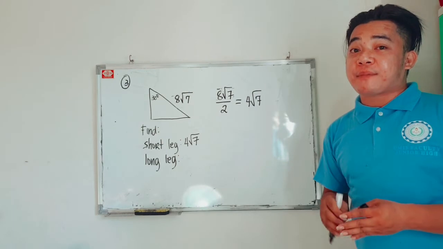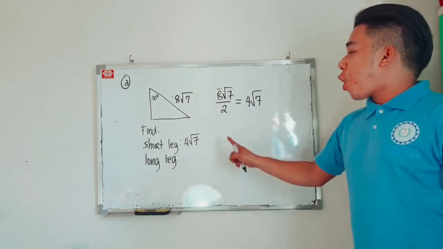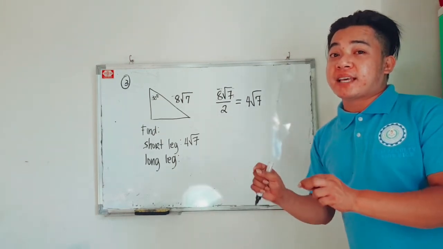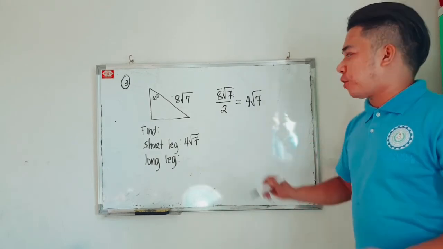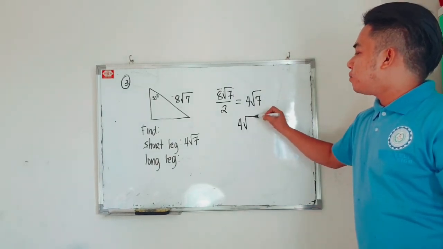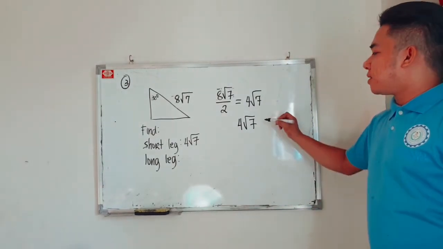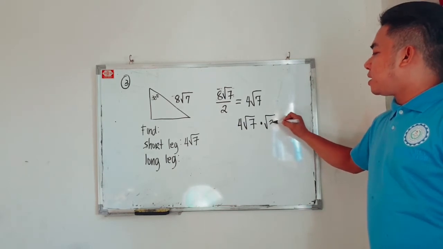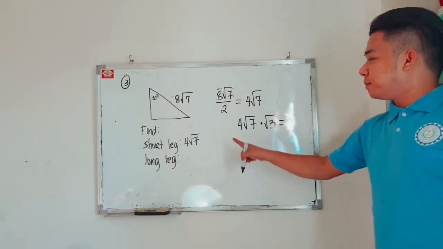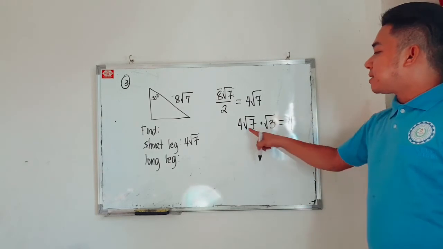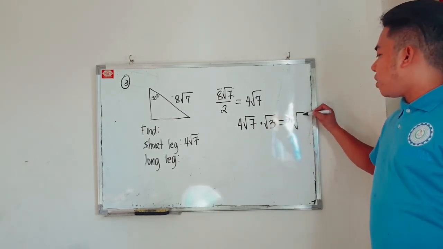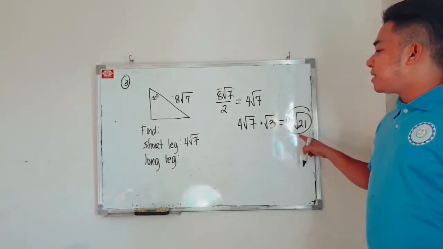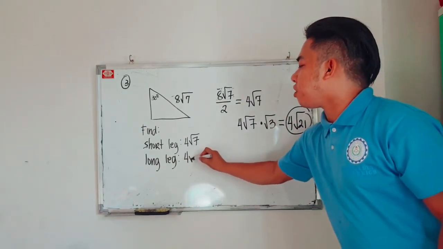Now that we already have the value of the short leg, all you have to do is to multiply the short leg by square root of 3. So we have 4 square root of 7 times square root of 3, which is simply equal to 4 square root of 21, because 7 times 3 is equal to 21. So this is the value of the long leg.